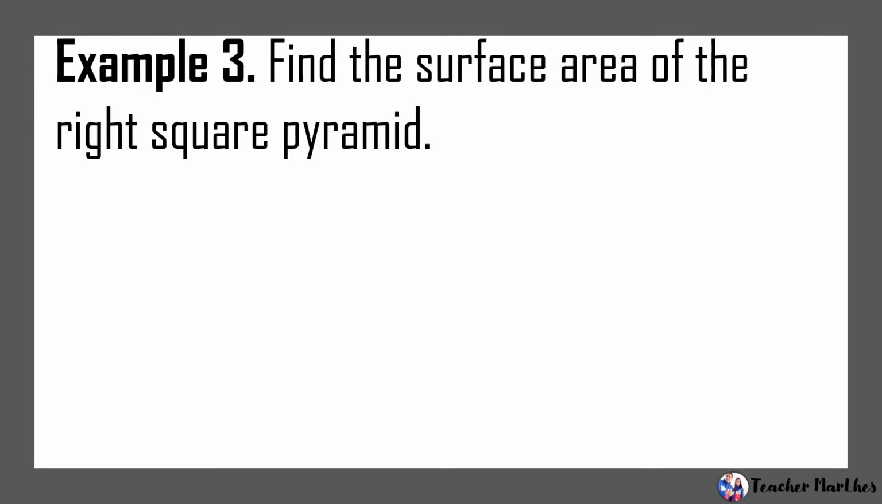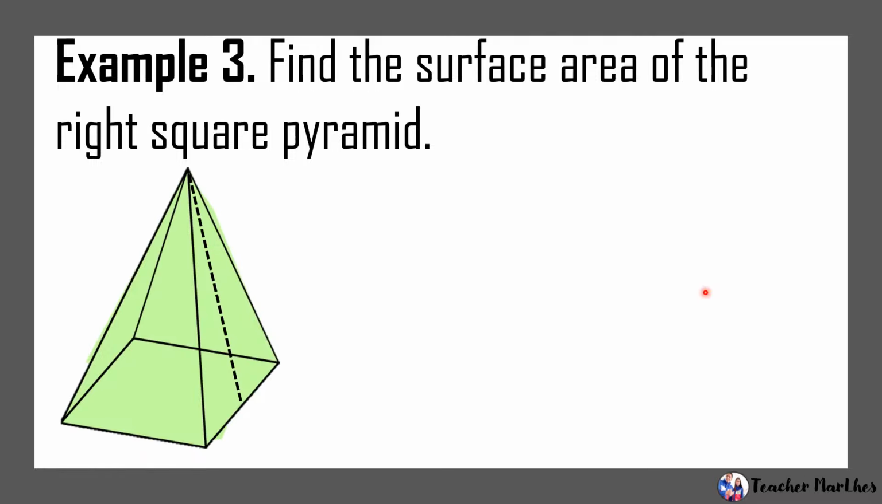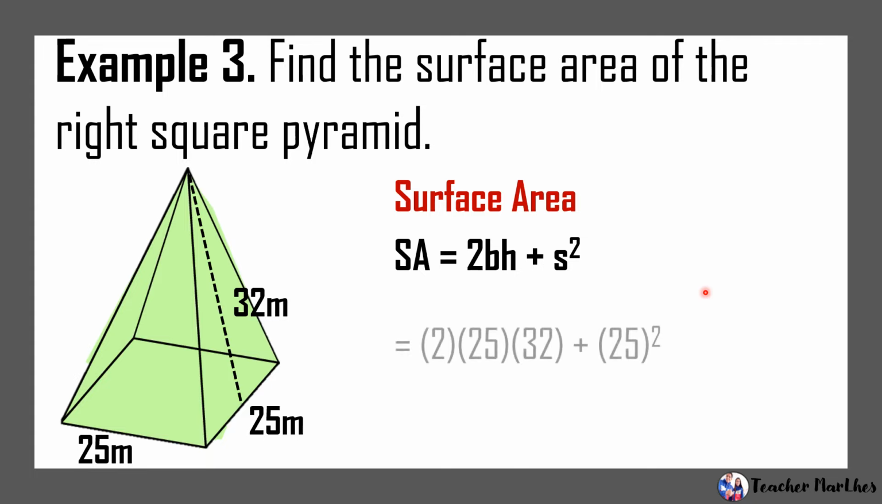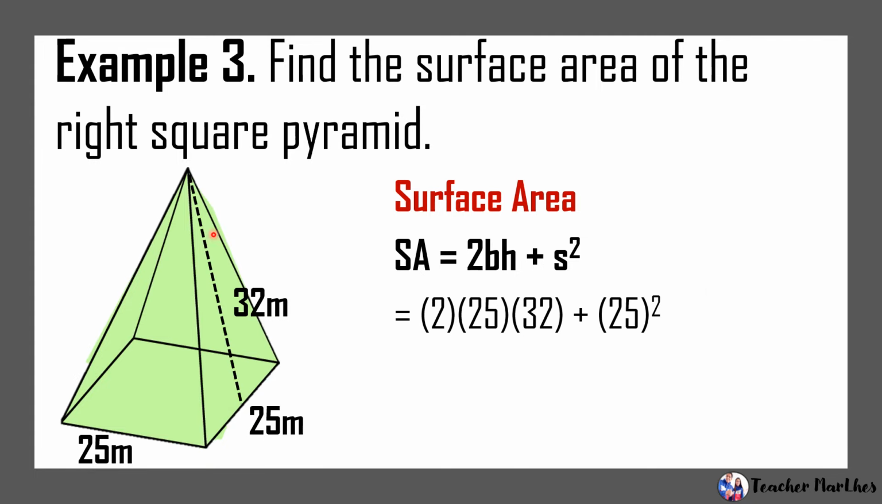So, example number 3. Find the surface area of the right square pyramid. So, ang side niya ay 25 meters. Ang height niya naman ay 32 meters. So, using the formula na pinakita natin kanina, we have 2 times base times height plus s squared. So, gagamitin natin yung mga given dito sa problem. So, to evaluate the formula, 2, papalitan natin 2 din. So, base is 25. Ito yung base. Then, height is 32 plus s squared.